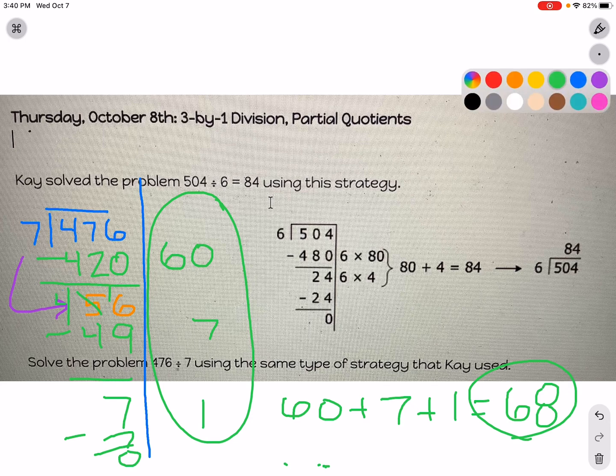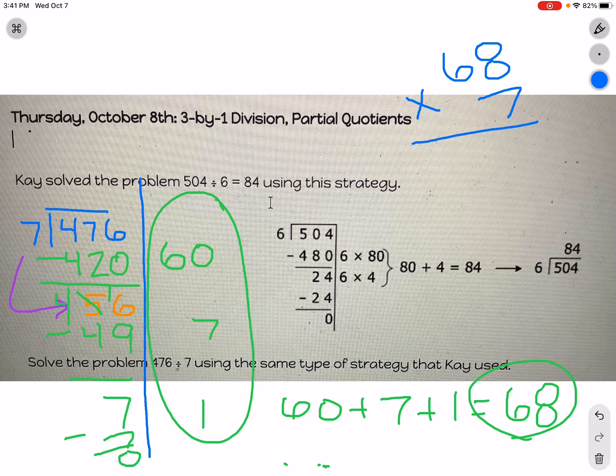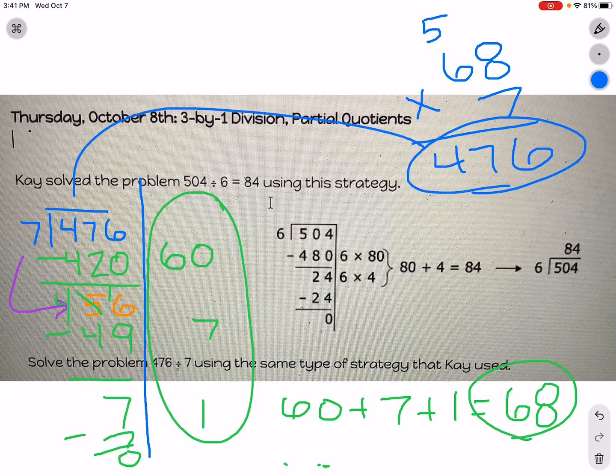Let's try it. So we're going to multiply. I'm going to go up here now because I have blank space. 68 times 7. All right, we should know by now that 8 times 7 is 56. We're going to carry the 5. 7 times 6 is 42, plus 5 is 476. Everything checks out. Our 476 matches our 476. Our answer to this question is 68.